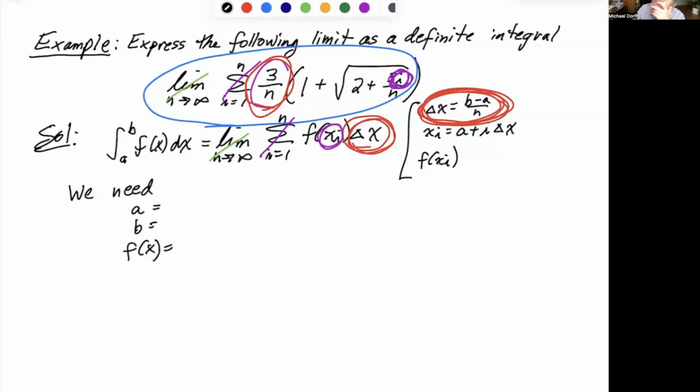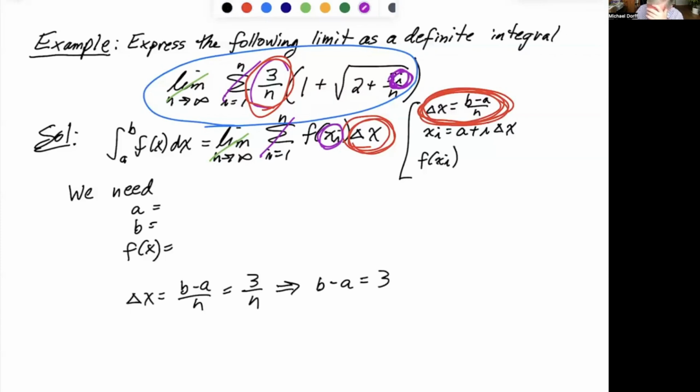So we're going to say then that delta x, which equals b minus a over n, is going to equal 3 over n. And so that gives me that b minus a equals 3. Now, I don't know what b is, and I don't know what a is yet, but I just know that their difference is 3. So now let's figure out what the x sub i is.